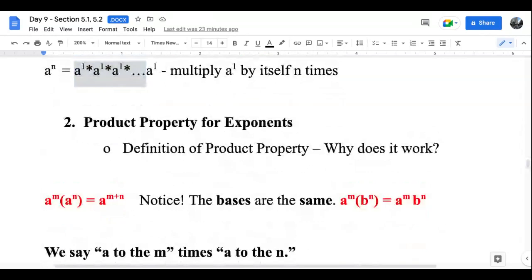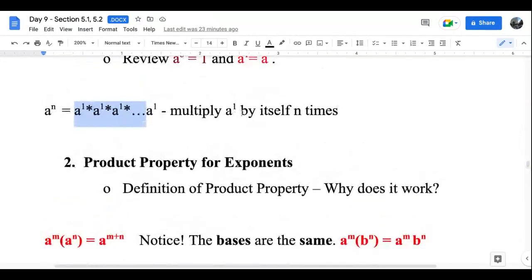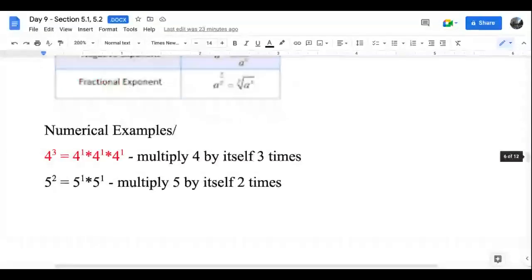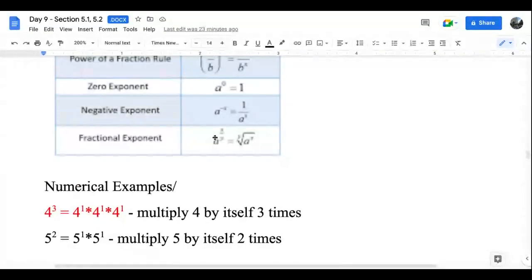Yes, question? Professor, can you hear me? Yes. Okay. So good afternoon. I have a question. For fractional exponents, why does it become a square root? This one, the last one, right?